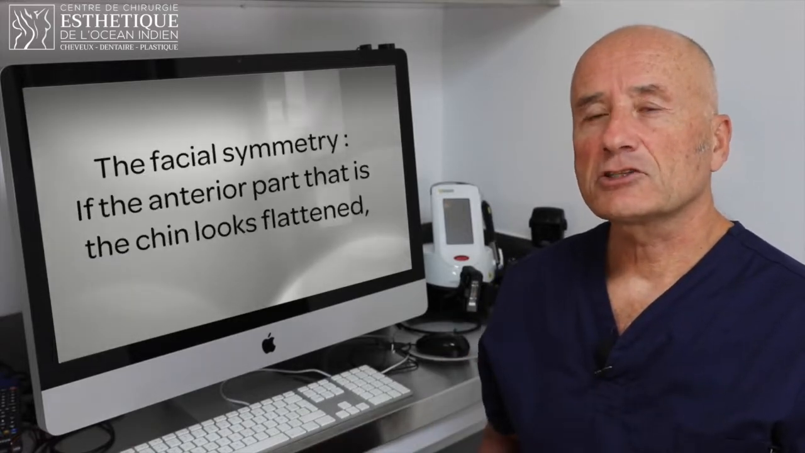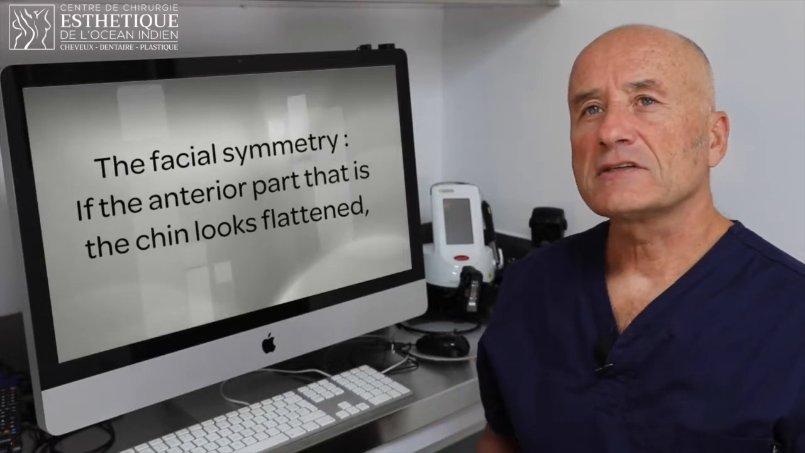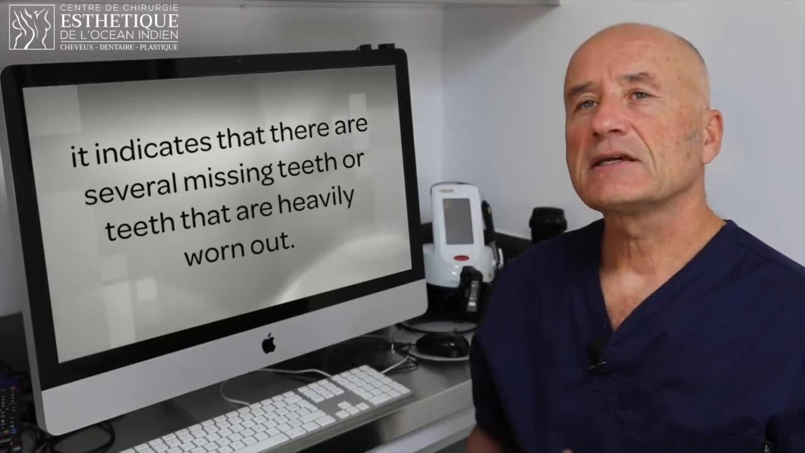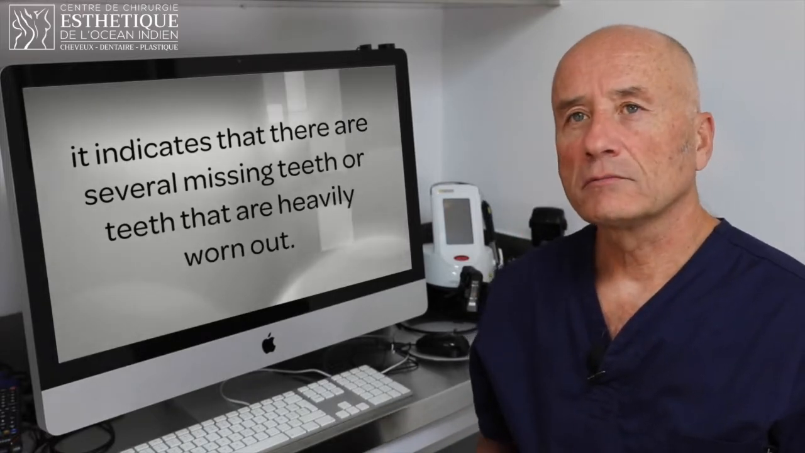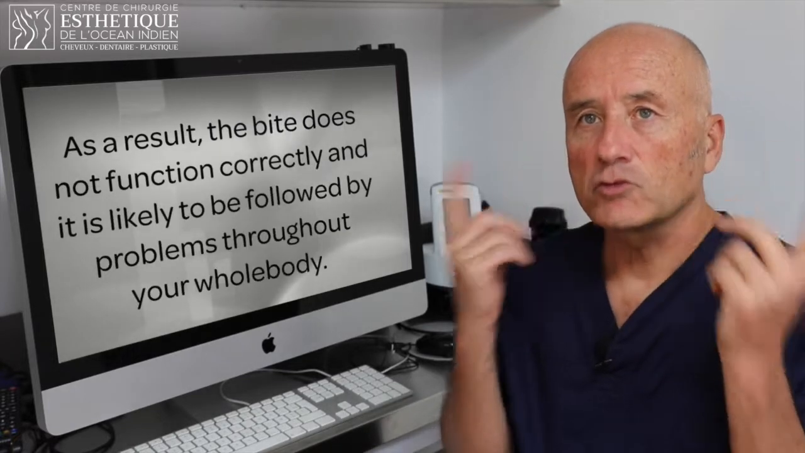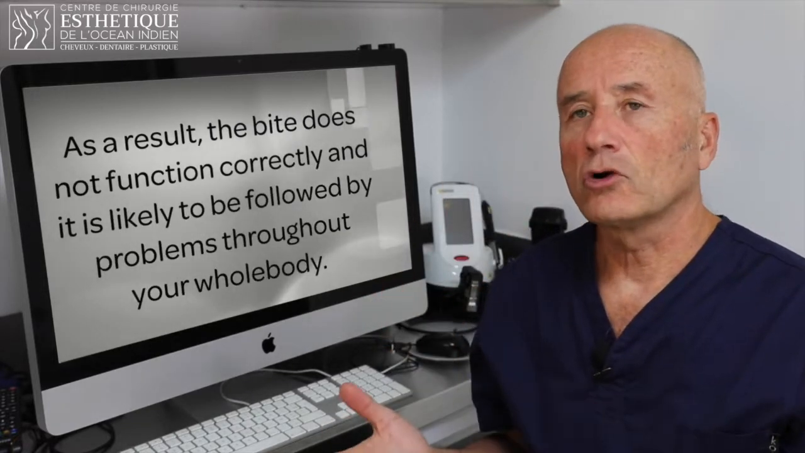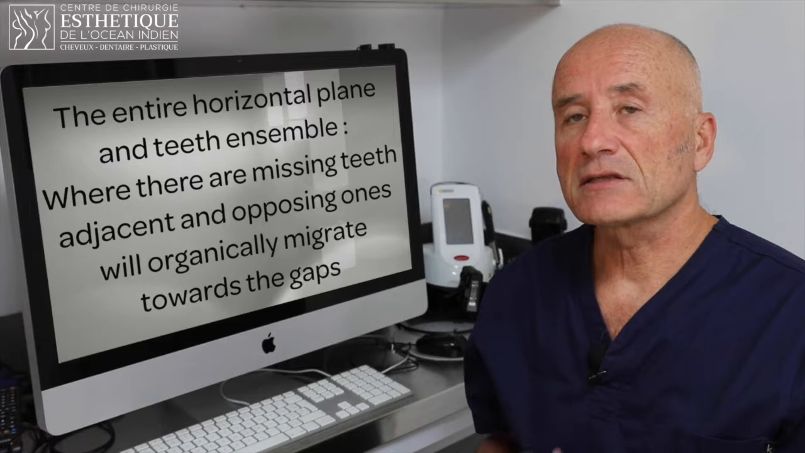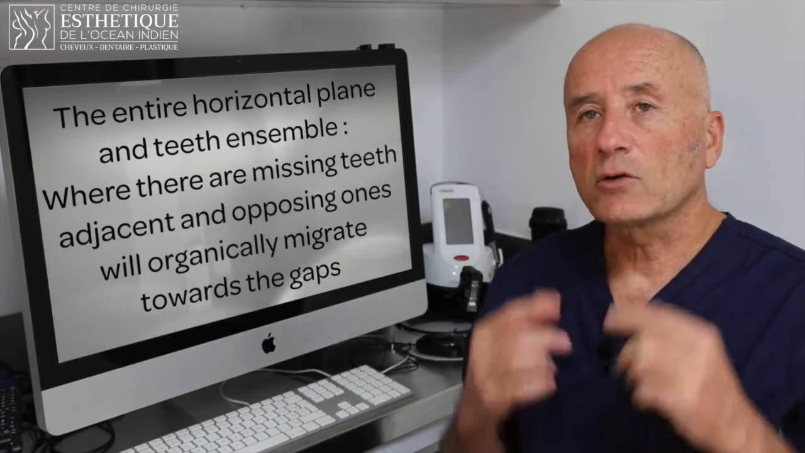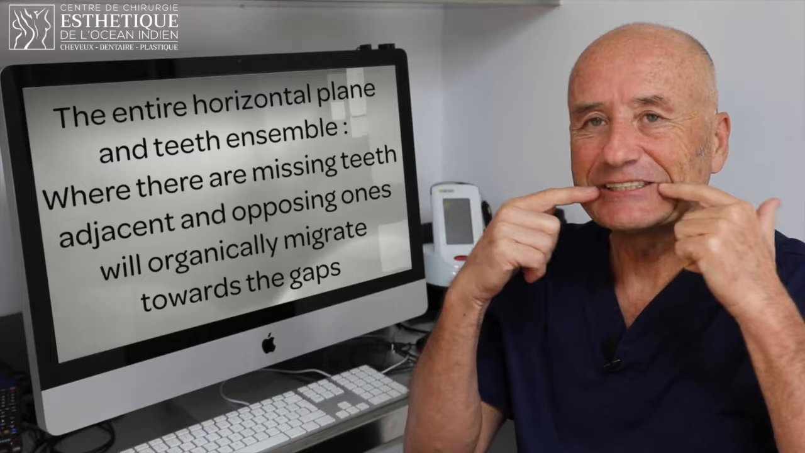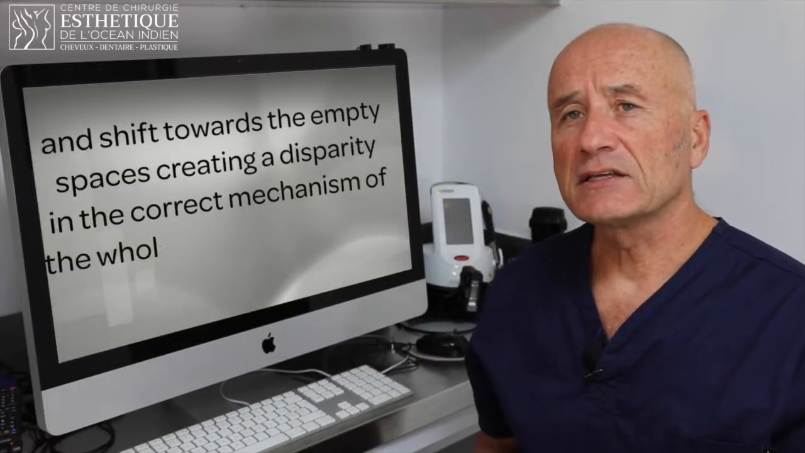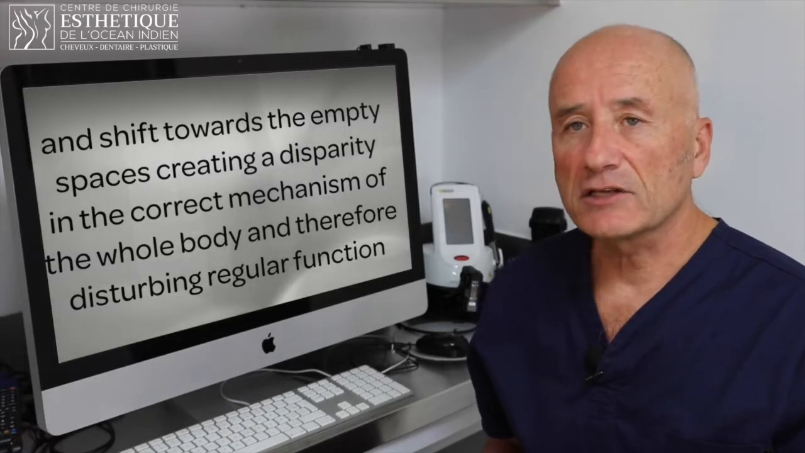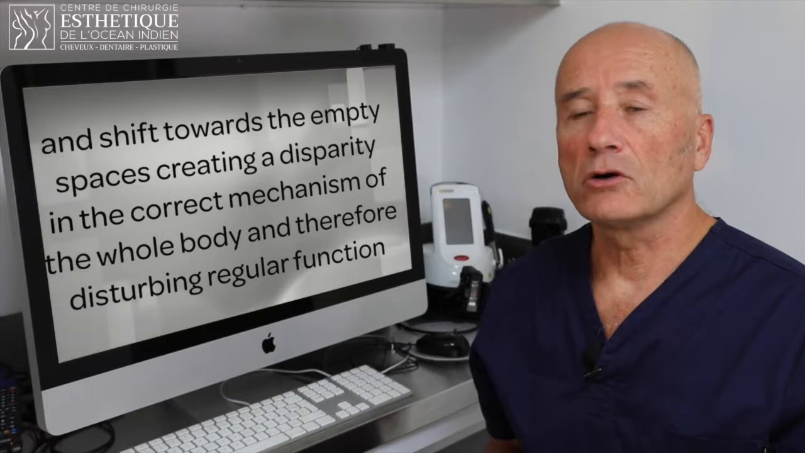What are the general aspects in the mouth? The facial symmetry. If the anterior part, that is the chin, looks flattened, it indicates that there are several missing teeth, or teeth that are heavily worn out. As a result, the bite does not function correctly, and it is likely to be followed by problems throughout your whole body. The entire horizontal plane and teeth ensemble. Where there are missing teeth, adjacent and opposing ones will organically migrate towards the gaps and shift towards the empty spaces, creating a disparity in the correct mechanism of the whole body and therefore disturbing regular function.